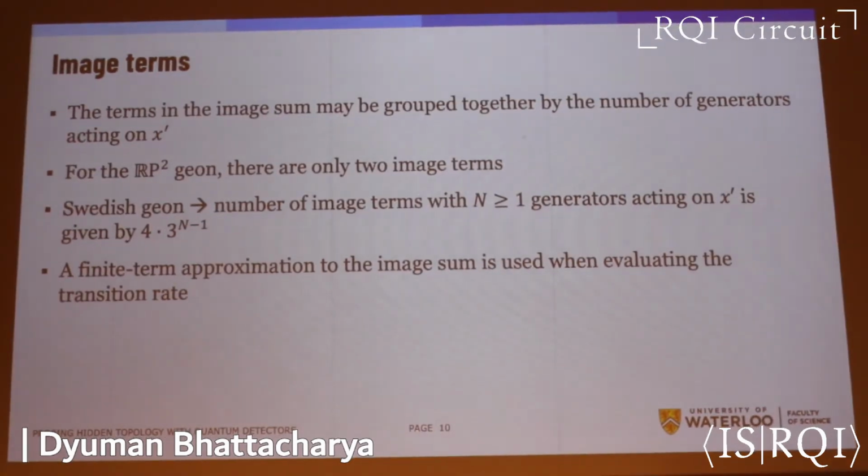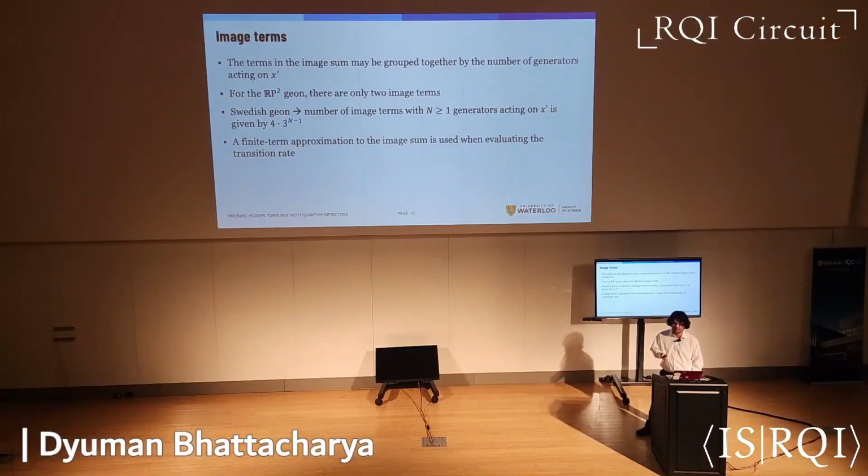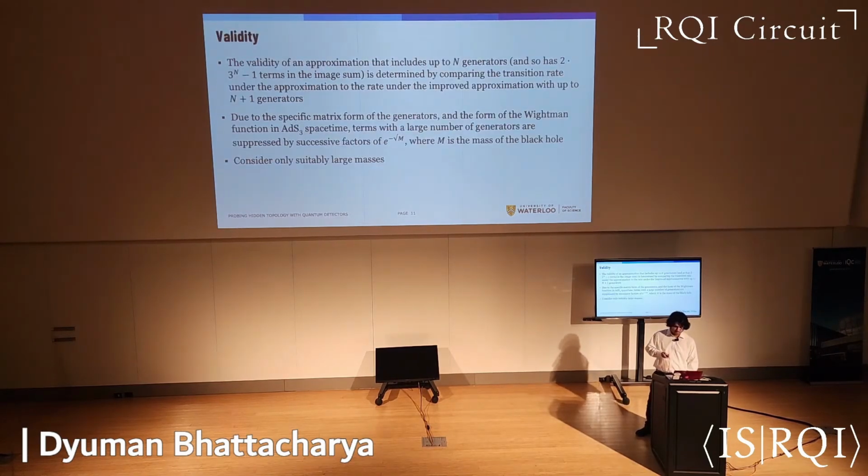A finite term approximation is going to be used when evaluating the transition rate because, owing to the complexity of the matrix forms of the generators, no closed form expression for the Wightman function can be found, nor even a very clean, nice-looking infinite sum. And we check the validity of our approximation when we include n generators by comparing the transition rate under the approximation with n plus 1 generators.